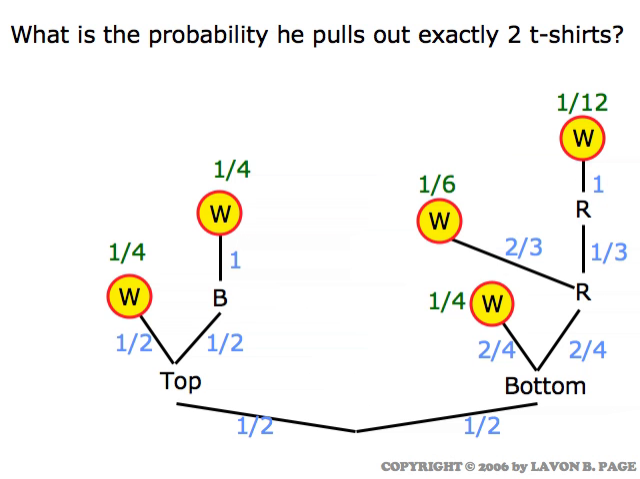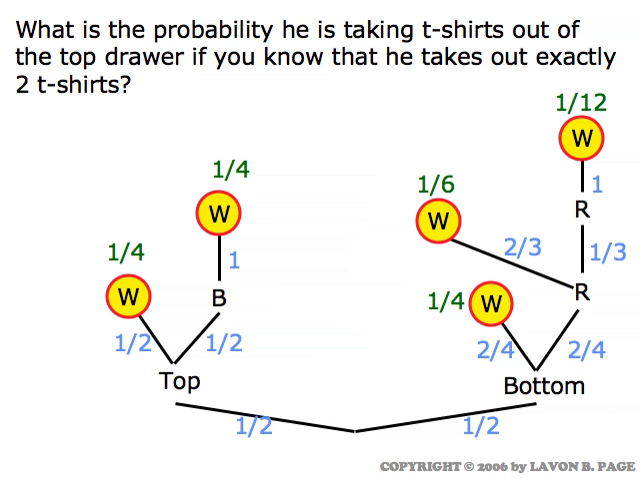Now, what's the probability he pulls out exactly 2 t-shirts from his drawers? We look in our tree and we see which cases those are. These 2 outcomes are cases where he gets a white shirt on his first draw, so he pulls out only 1 shirt. In these 2 cases, he pulls out 2 shirts. The white shirt is the second one he gets, and in this case, he pulled out 3 shirts. So these are the 2 cases we're interested in. We simply add their probabilities, and we get 5/12 as the probability that he altogether pulls 2 t-shirts out of his drawers.